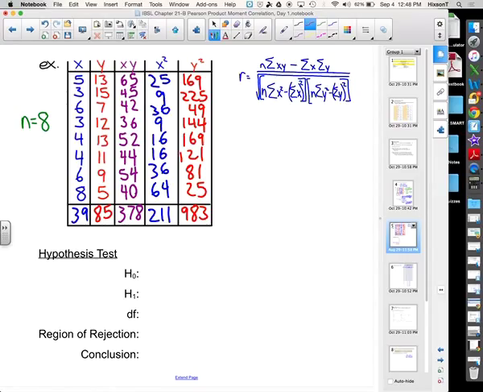Have you guys gotten R yet, or are you still working on it? Got the top one. Negative for top, so that would mean there's a negative correlation, right? Okay, so what did you get for the numerator? Negative 291. Is that what others got? Yeah, negative 291. Okay.